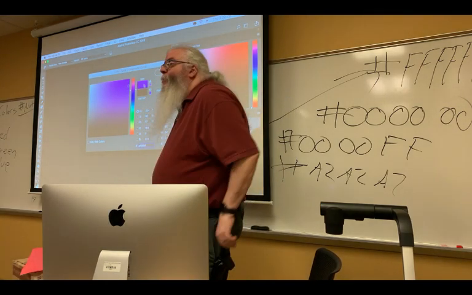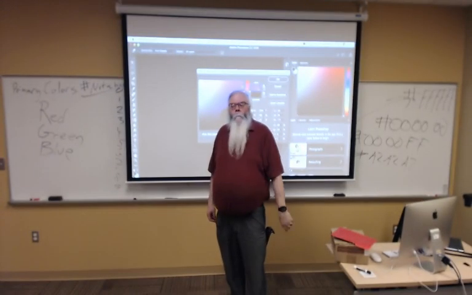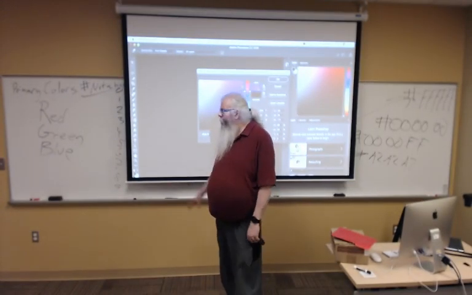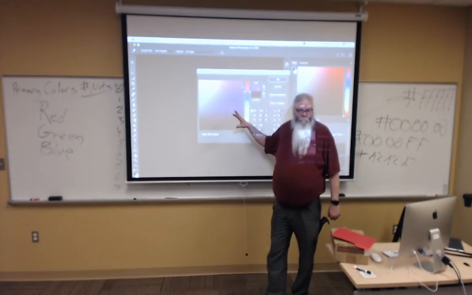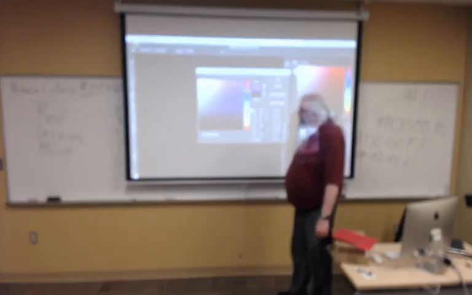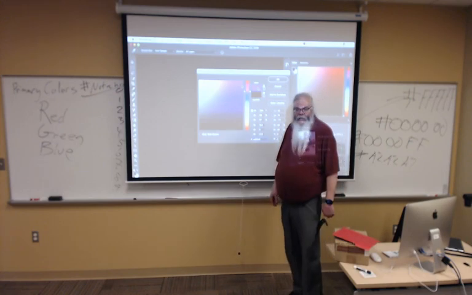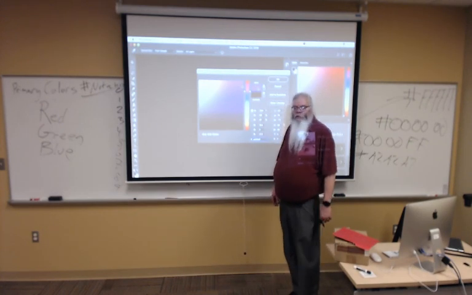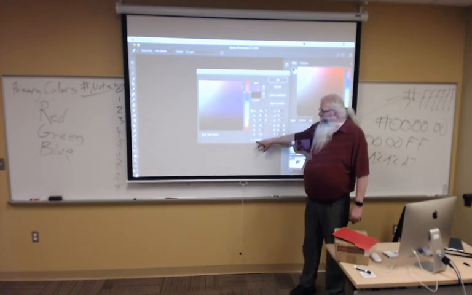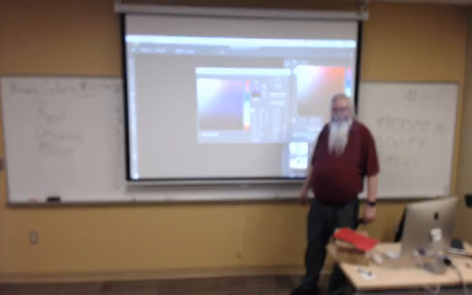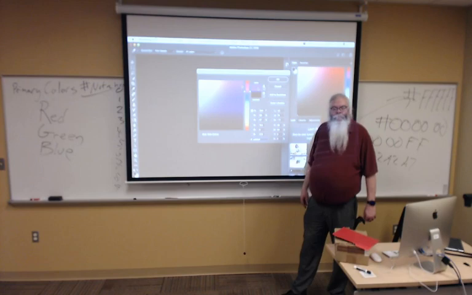Does anybody have any questions? So we went from primary colors, looked at binary digits and other bases, and then how we're using base 16, hexadecimal, also known as hex, to write colors. The first pair is red, second pair is green, third pair blue, and that's all I got.